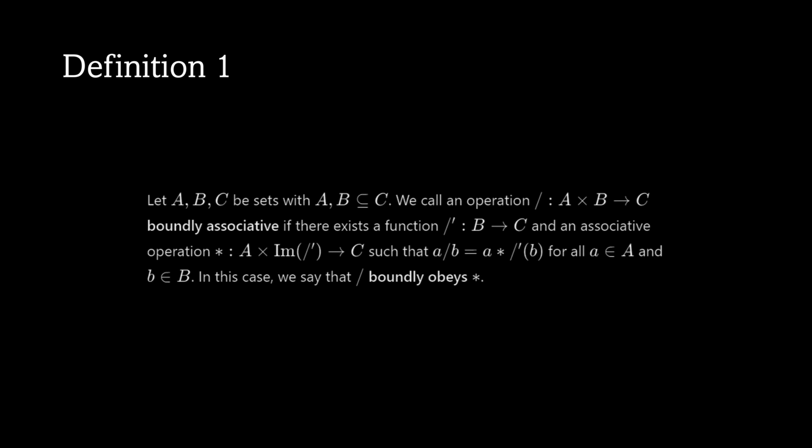So we're going to call an operation slash boundary associative if we can find some unary function slash dash and also a binary associative operation star such that A slash B is the exact same as A star slash dash of B. So in this case we say that slash also boundary obeys star. It kind of means that slash has a similar structure to star.